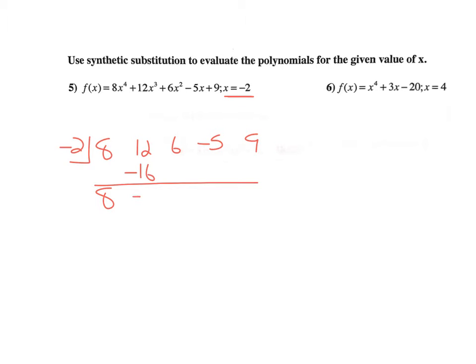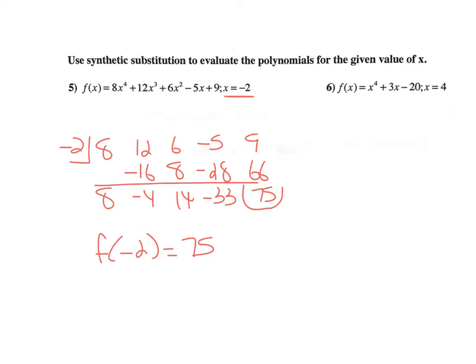box. It'd be negative 16. That's negative 4. Multiply, add, multiply, add, multiply, add, and whatever your remainder is there at the end, that's your answer. So I'm going to say f of negative 2 is 75. And that's it. Let's do one more of those.